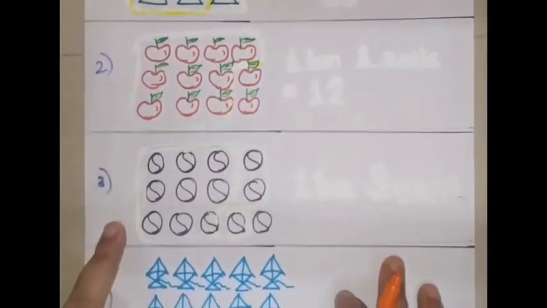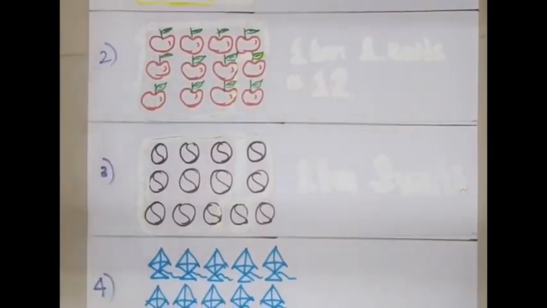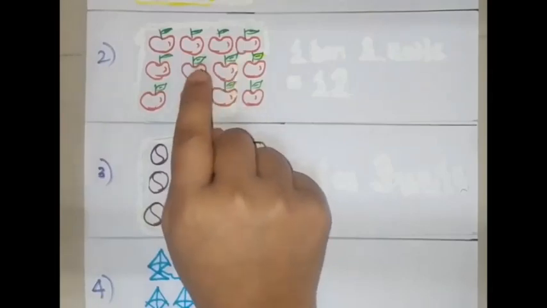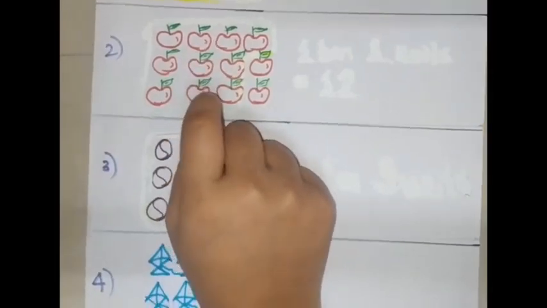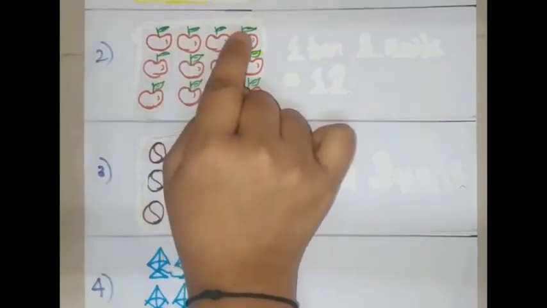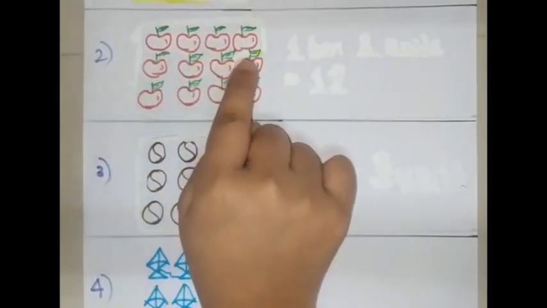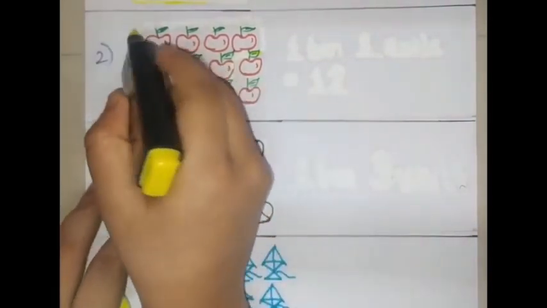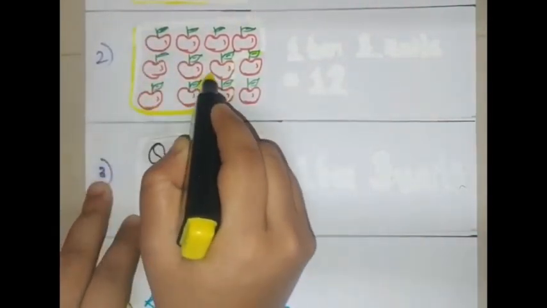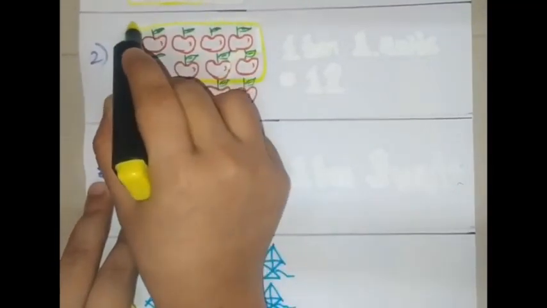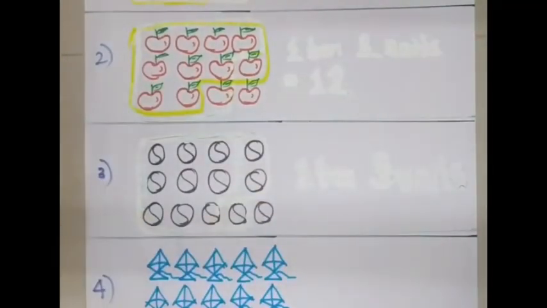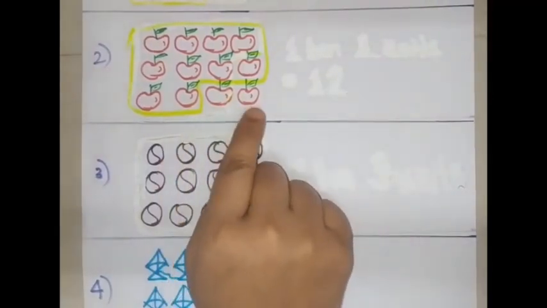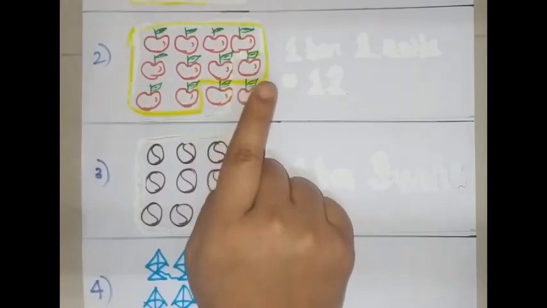Now we'll move towards the next. So now you can see here apples. We have to count them first. 1, 2, 3, 4, 5, 6, 7, 8, 9, 10. Okay, so now we'll make a group of 10 apples. Now children, let's count the remaining apples. You can see there are 2 apples remaining, 1 and 2.